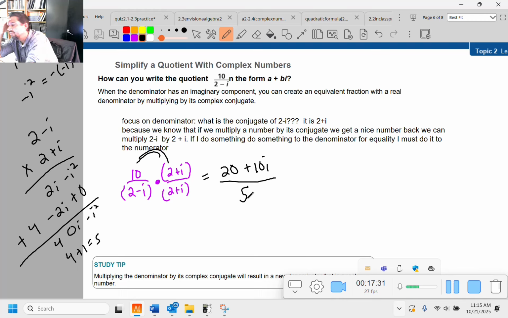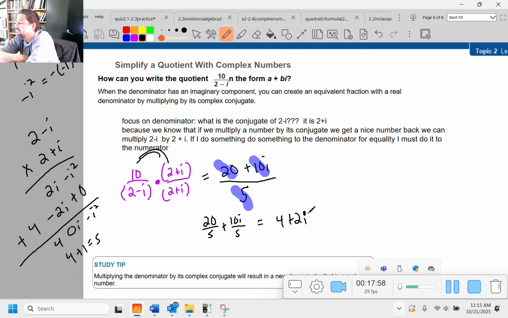Now, can this be reduced? This rational expression has 3 terms, and each of those 3 terms are divisible by 5. You might view this as 20 over 5 plus 10I over 5, which would give you 4 plus 2I, which is the correct form. Or you might just realize that each piece is divisible by 5. 20 divided by 5 is 4. 10 divided by 5 is 2. 5 divided by 5 would be the understood 1, which I don't need to talk about anymore. And what you are doing here is you are rationalizing the denominator. That's what this is called, rationalizing the denominator.